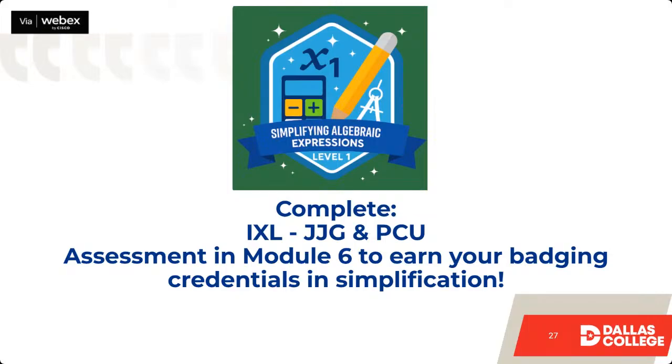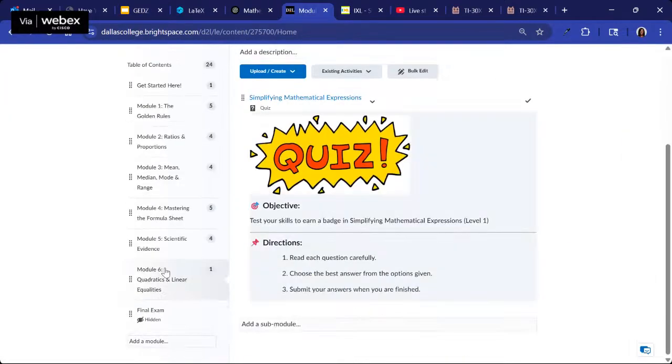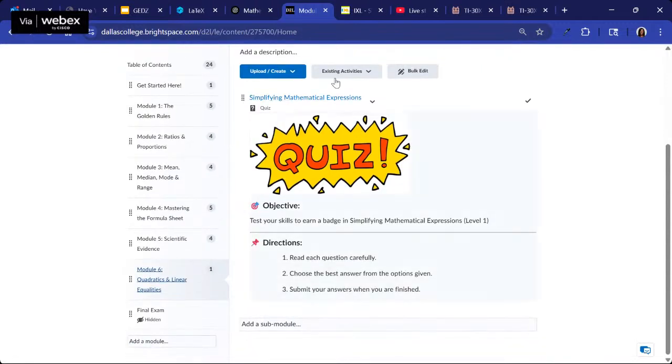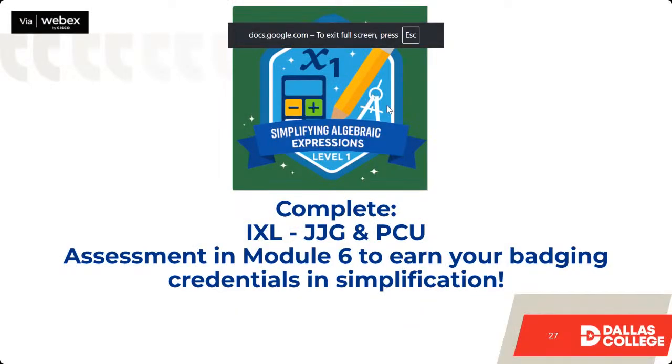So try your best. I'm going to show you where it is in Module 6. And once our lecture is over, I'm also going to put this inside of Module 6 so that you can watch this if needed. So here it is right here, simplifying mathematical equations. Anybody who gets an 80 or higher will receive this solving algebraic expressions badge via email. Great job. I hope you guys are proud of the work that you have done.